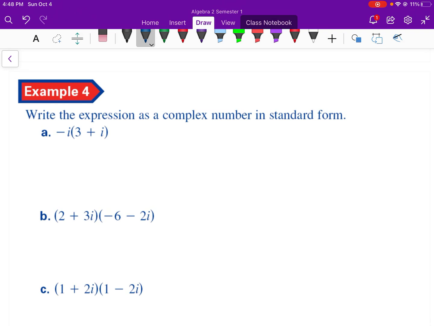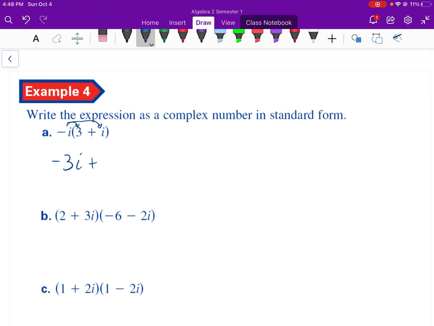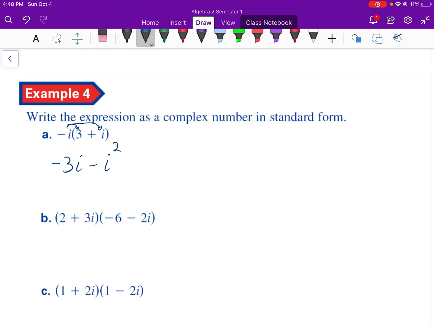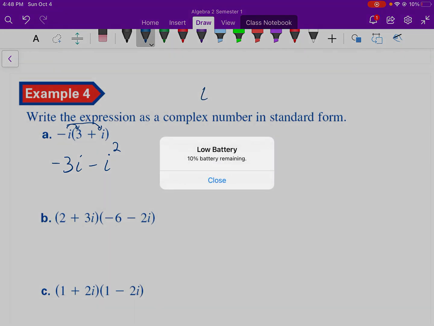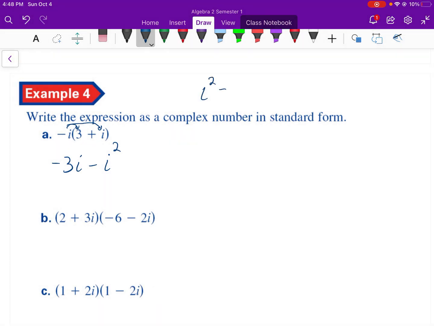All right, multiplying just like we do with just a variable, we're going to distribute. So then we're going to get -3i plus, minus i squared. i times i, just like x times x is x squared, i times i is i squared. Now, this is where we need to remember i squared is equal to -1. So in this case, we got -3i minus -1, which will be -3i plus 1, and then finally put it into standard form with the real part first, 1 minus 3i.